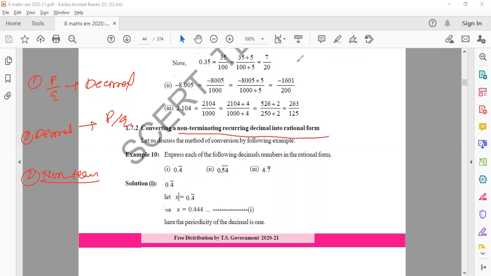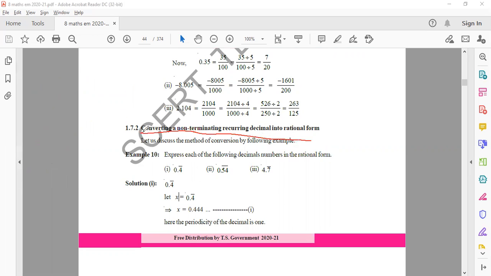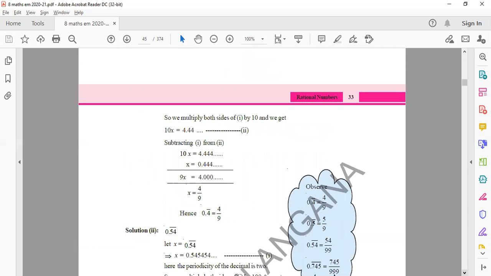Let us try to concentrate on that. Now copy this, write it down: conversion of non-terminating recurring decimal into rational form. I'll try to write here.